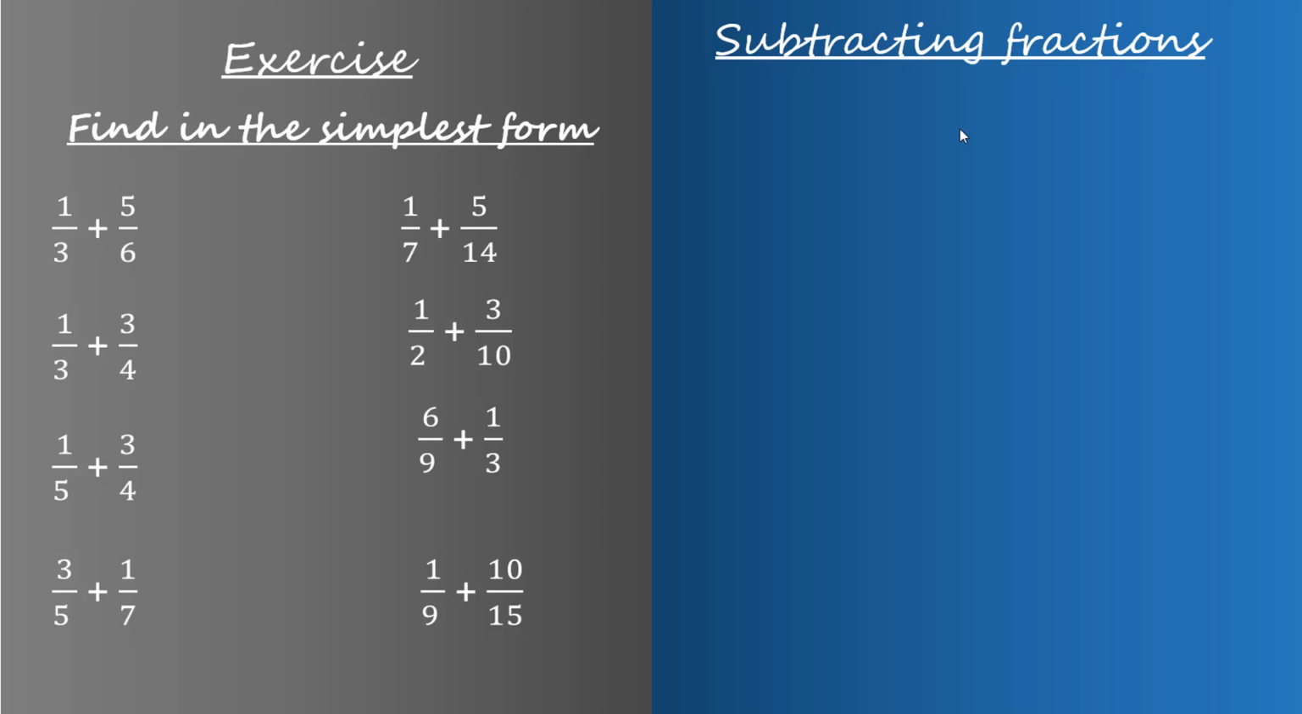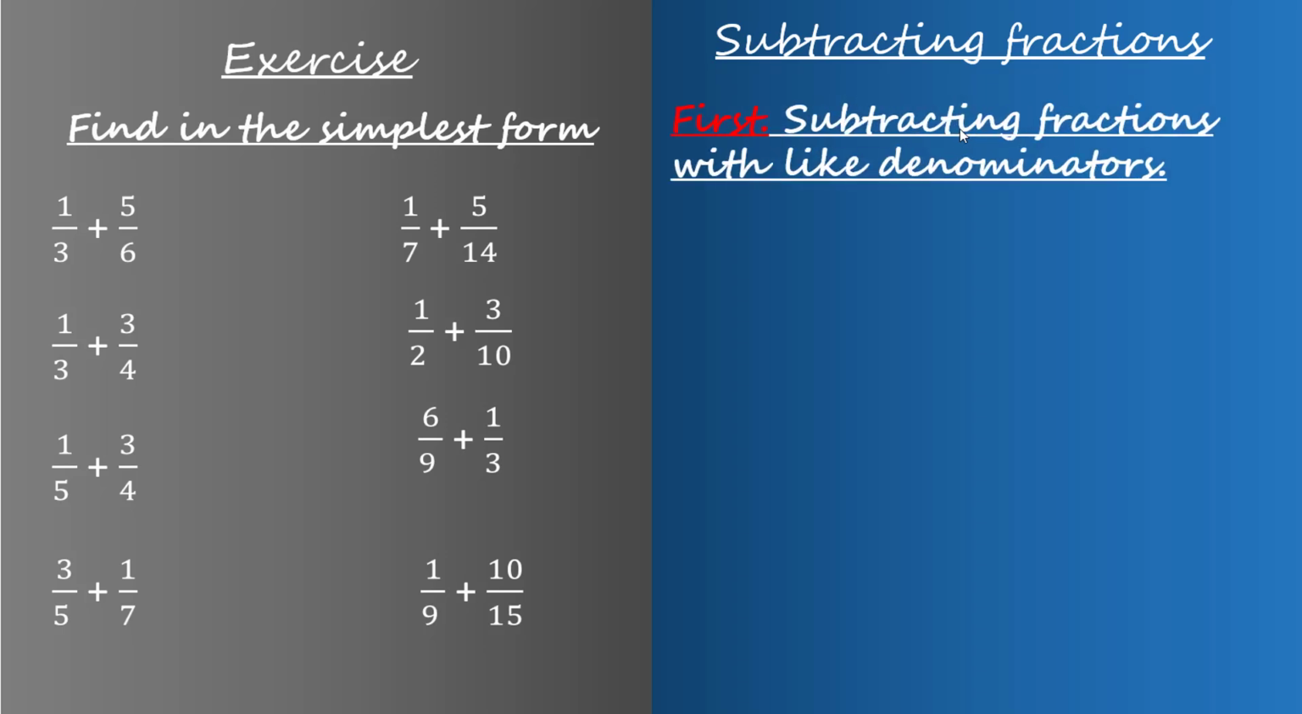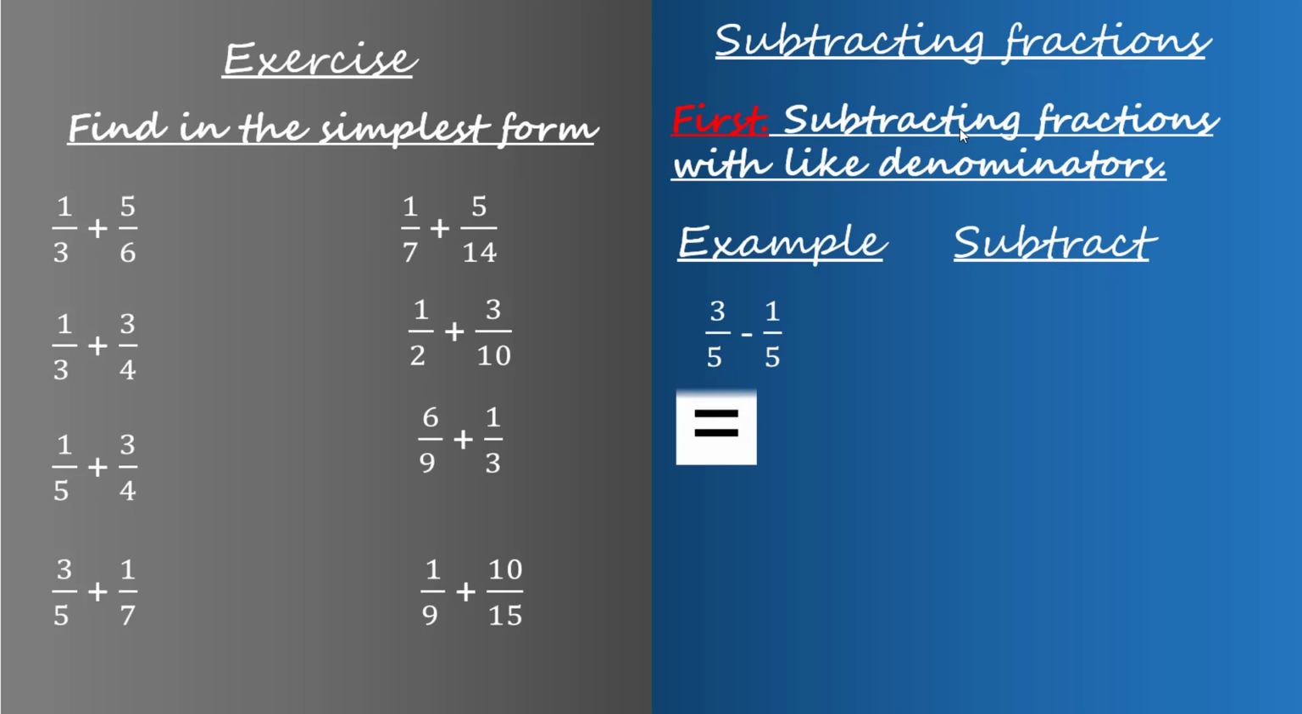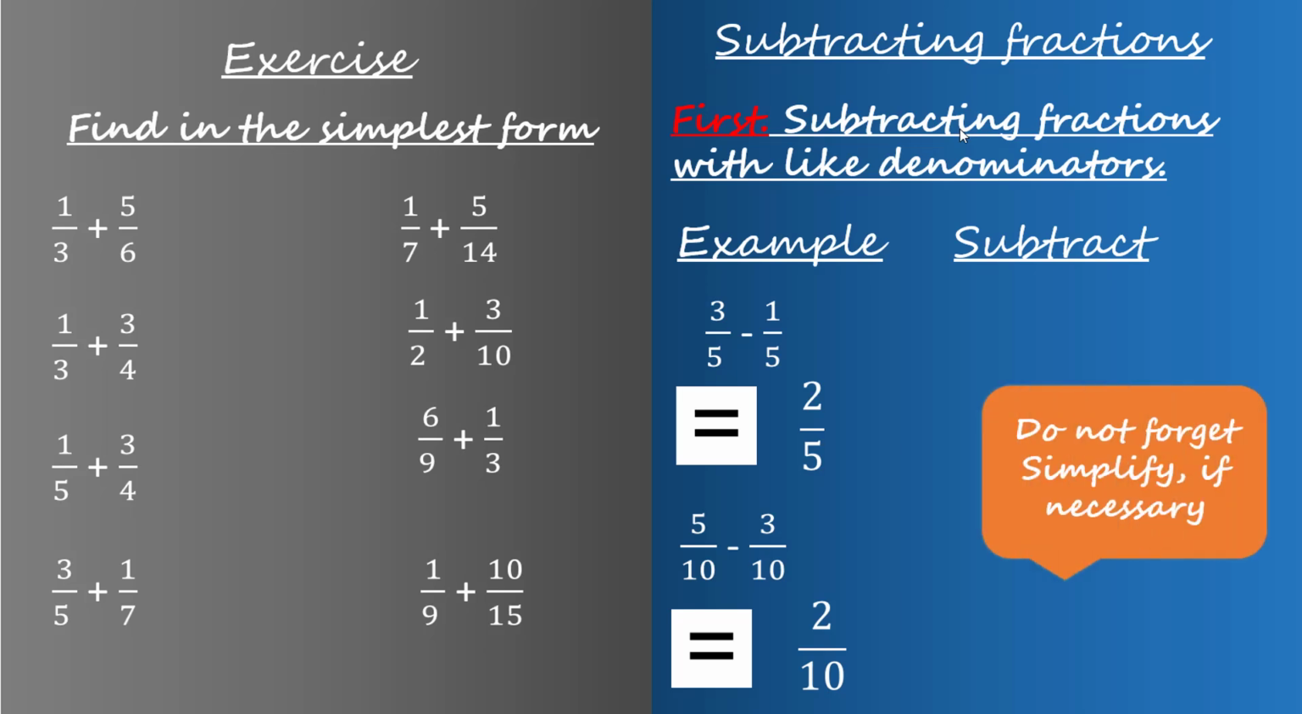Section B, subtracting fractions. First, subtracting fractions with like denominators. Example, we said subtract. If we have 3 over 5 minus 1 over 5, like plus or like adding, just bring down 5 and subtract the top numbers. 3 minus 1, it will be 2 over 5. 5 over 10 minus 3 over 10, it will be 2 over 10. We can simplify here, dividing by 2, so it will be 1 over 5.